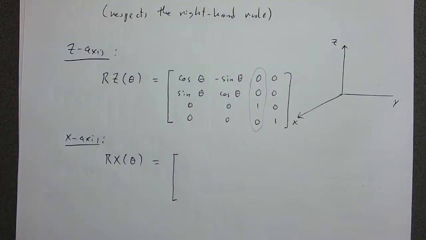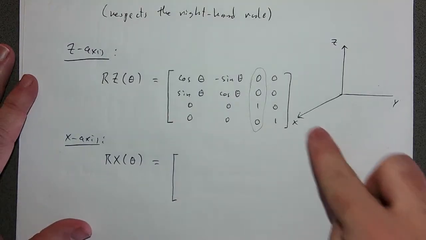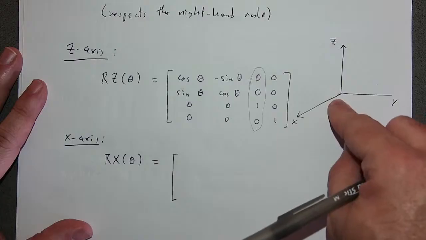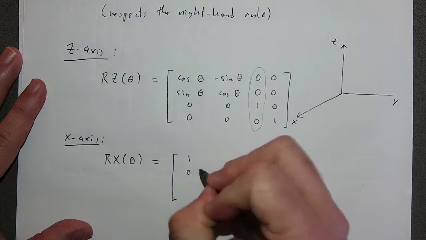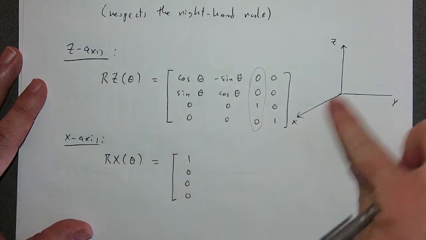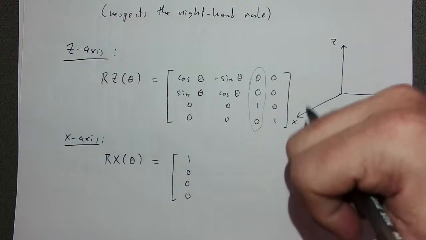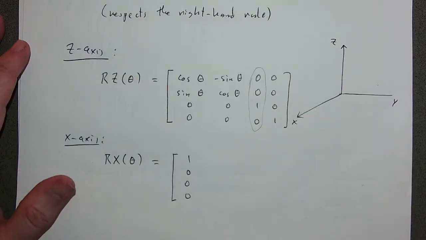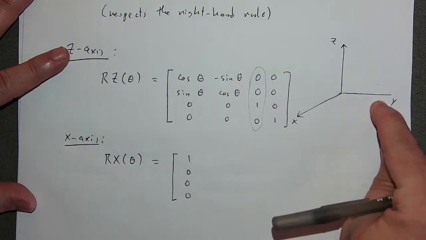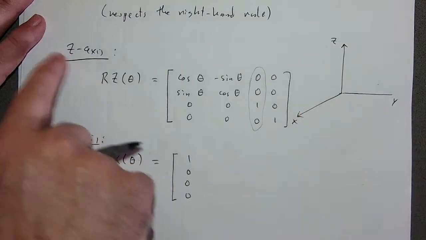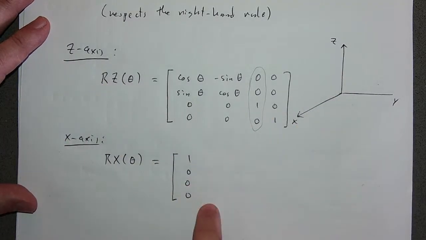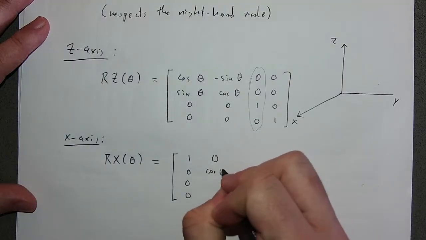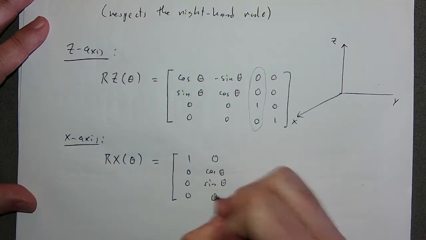So, what needs to happen? Well, the x-axis needs to be fixed now. So this first column needs to be 1, 0, 0, 0, because now the x-axis is being fixed. I'm rotating about the x-axis respecting the right-hand rule. Now the y-axis is taking the role of the x-axis in rotation about the z-axis. So the column here is 0, cosine theta, sine theta, 0.